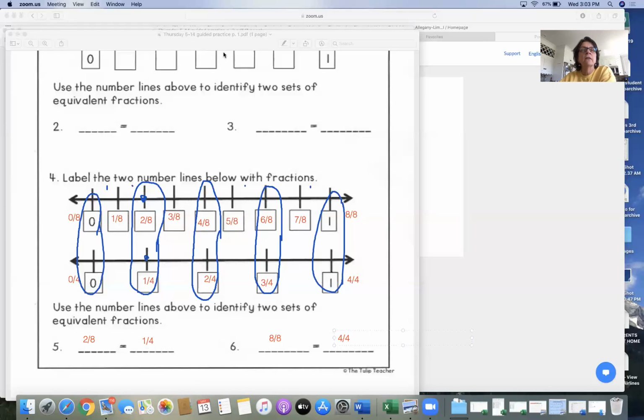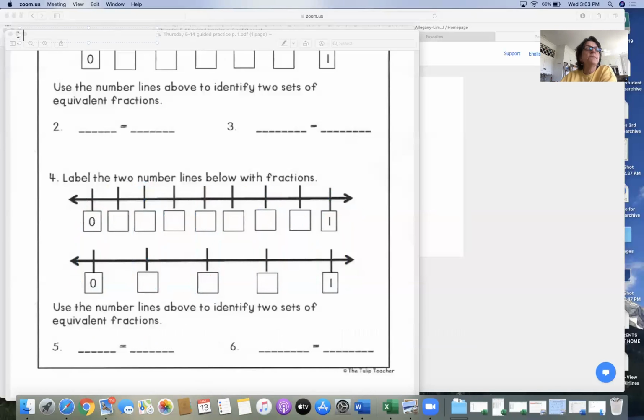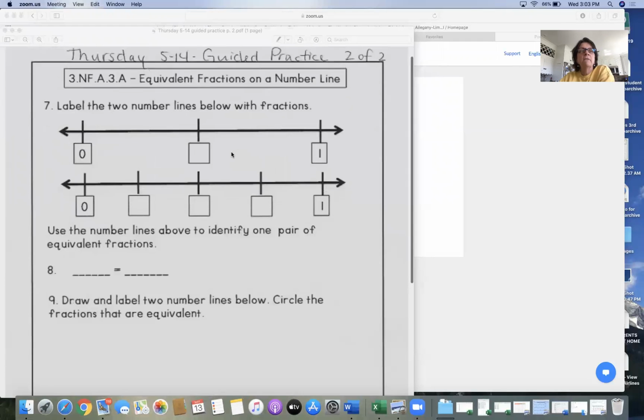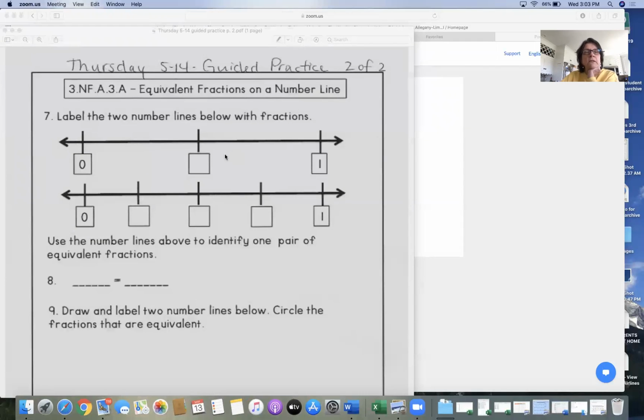So again, equivalent fractions when you're using a number line are at the same point on the number line. Best way to do it is draw the number lines underneath one another. Make sure your zeros and your ones are in the same spot. Okay, I'm going to clear this and we're going to go to the next page. All right, and I'm going to give you a minute to do the next one on your own.